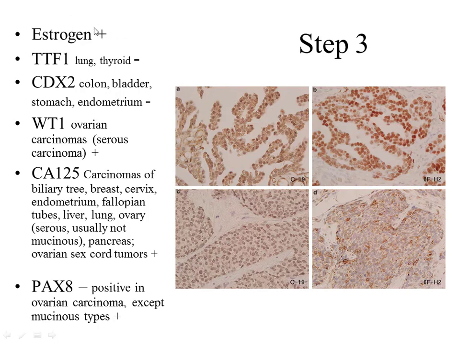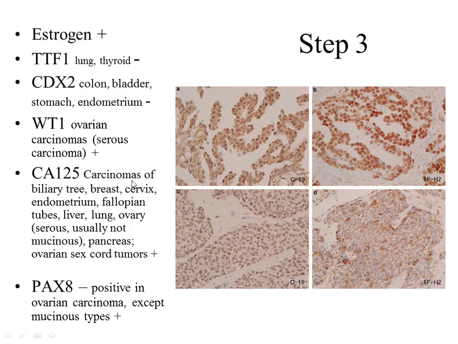What do we have? Estrogen gives a positive reaction. TTF1, which is normally positive in lung and thyroid gland, has a negative reaction. CDX2, which is positive for tumors of the colon, bladder, stomach, endometrium, also gives us a negative reaction. WT1, which normally stains ovarian carcinoma, serous type, gives us a positive reaction.